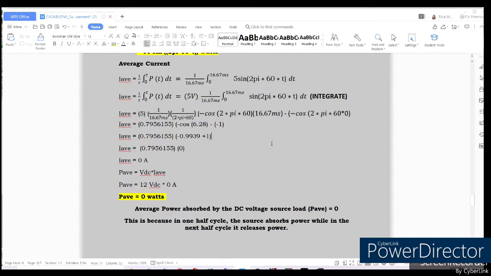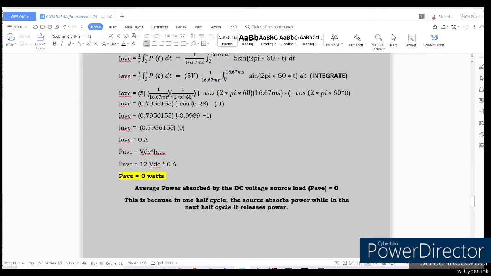Then using our calculator in degree mode for our angle, we get these numerical values for this part. We get 6.28 when we multiply these two values, the angle of our cosine. We get negative 1 when we multiply 0 by our angle here, which is 2 pi 60, since cosine 0 is equal to 1. This gives us negative 1. Computing negative cosine 6.28 on the calculator gives negative 0.9939.